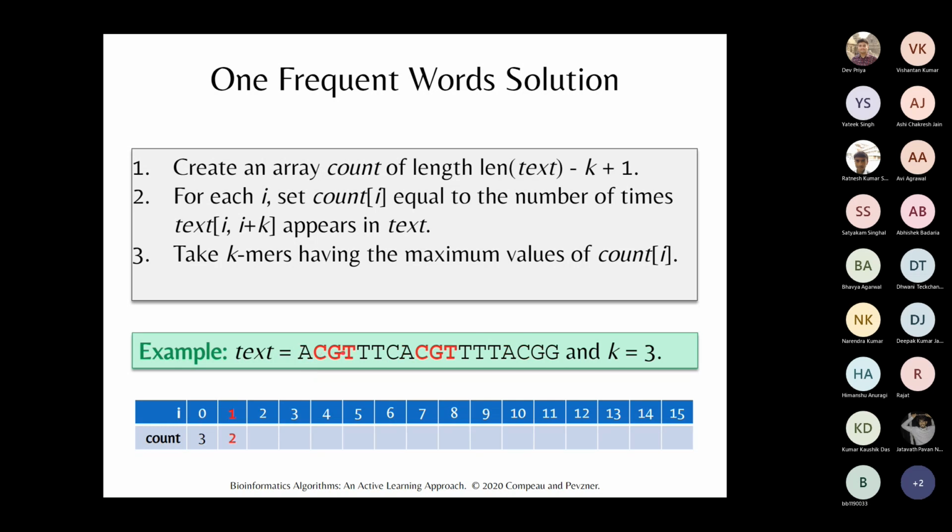Then you go to the next location, and you have CGT. You ask how many times, not from this location but from the beginning of the text all the way down, and you say you have found it twice. Similarly, you keep filling up this count array. And now you would say that at positions 0, 3, 7, 10, 11, and 14, we have those k-mers which are most frequent, because these have the maximum count value.